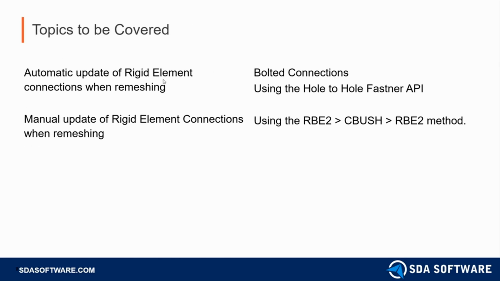So to get a little deeper in this, we're going to talk about how rigid elements are updated when you remesh a part. And then we're going to take a look at an example of updating the rigid element connections after we've remeshed a part. And then under the bolted connections, we're going to talk about the hole-to-hole fastener, an API that is shipped with FEMAP, and using the RBE2 CBUSH RBE2 method to model bolts.